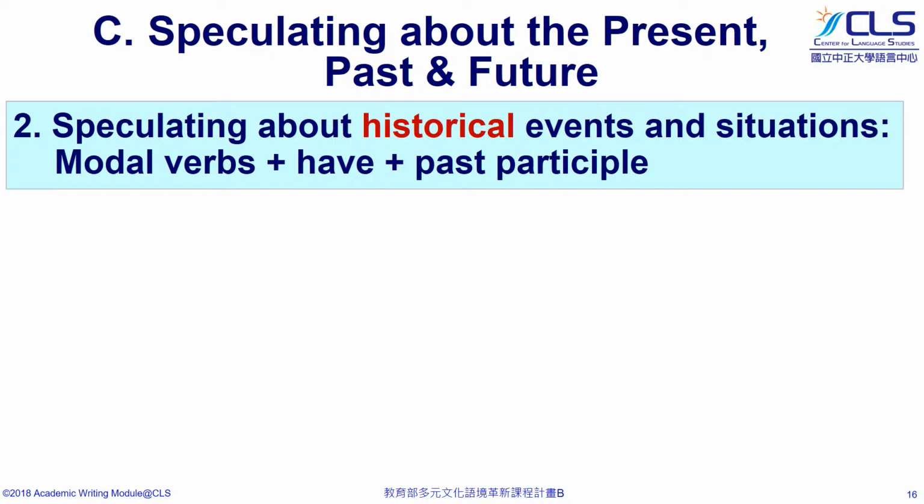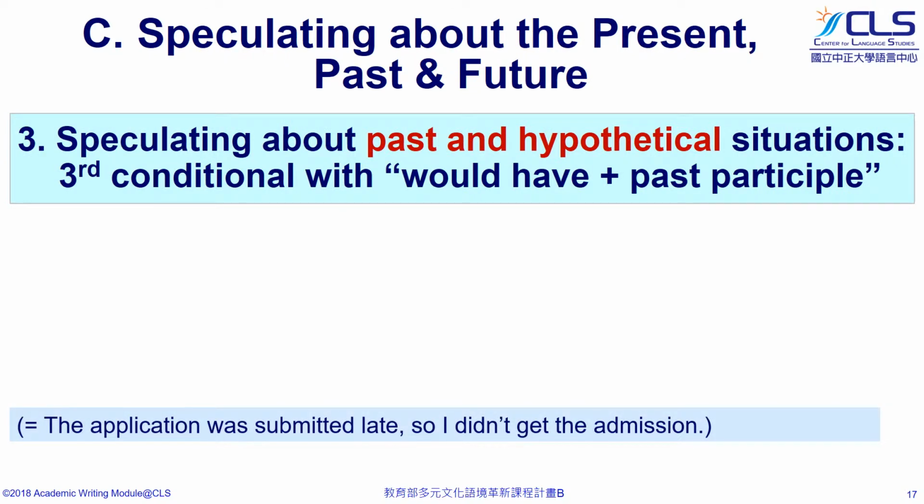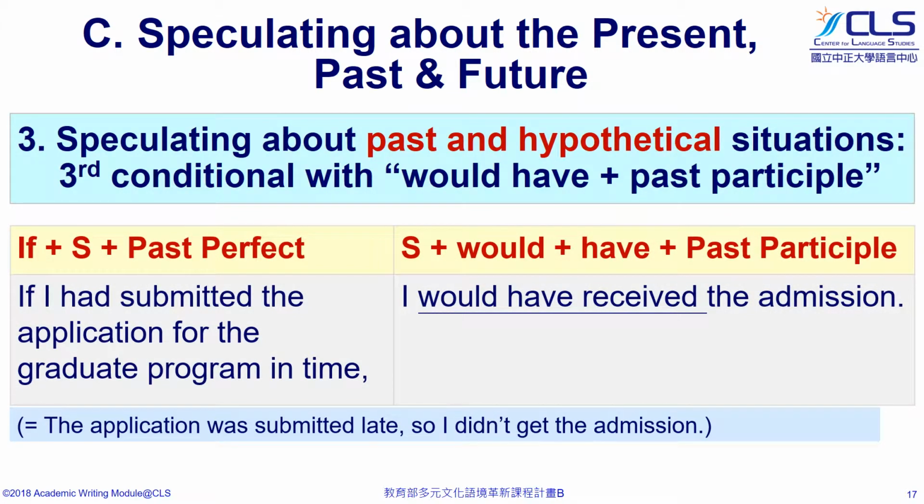Second, to speculate about historical events and situations, or what happened in the past, we can use a modal verb with have and past participle. As can be seen from the sentences, modal verbs such as must, should, may, might, or could can be used with have and past participle. And third, we can speculate about a past and hypothetical event or situation by using third conditional sentences with would, have, and past participle. As can be seen from the sentence, would have received is used in the main clause, while if and past perfect tense is used in the if clause. For more examples and practices, please refer to the online course, Conditional Sentences.